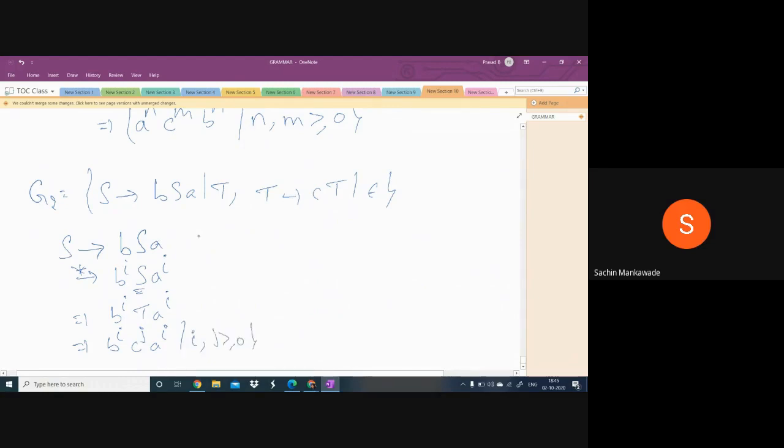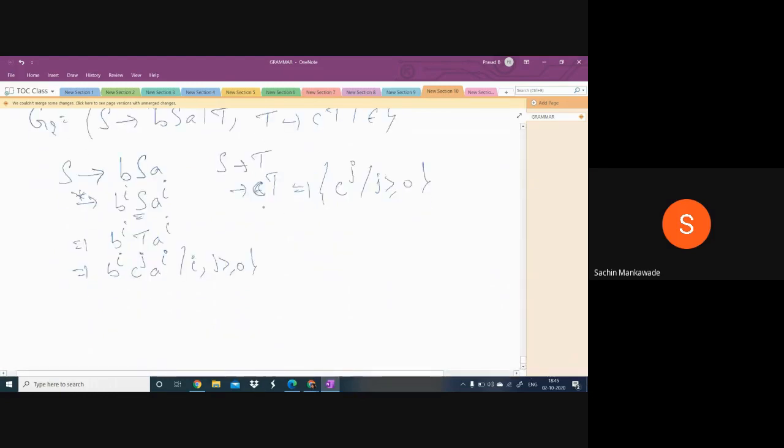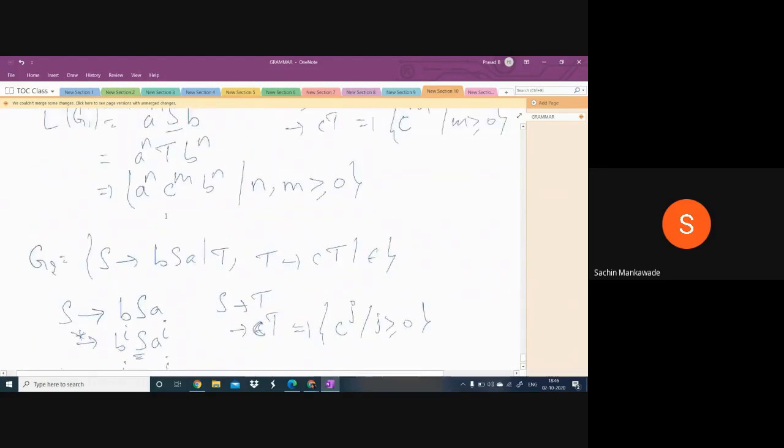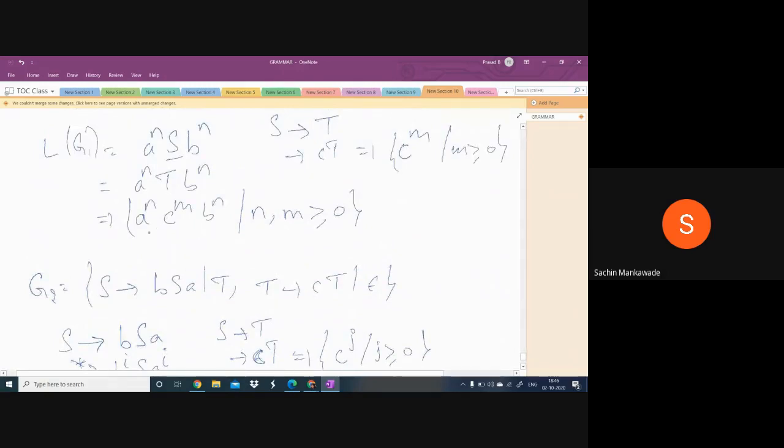Why? If I go from S directly to T, then T can be epsilon, and I don't get A's and B's. That is the reason I is 0. And in the T place, I can go for epsilon or CT, CT, CT, so you will get C power J, where J is greater than or equal to 0. So this is the language L of G2. L of G2 is B's followed by C's followed by A's, whereas L of G1 is A's followed by C's followed by B's.